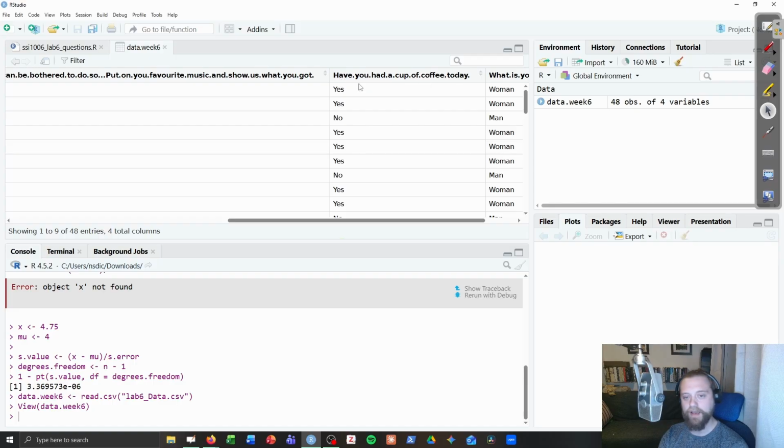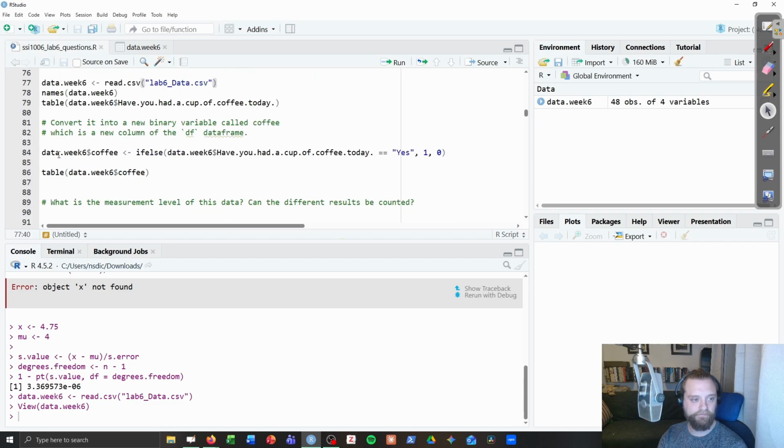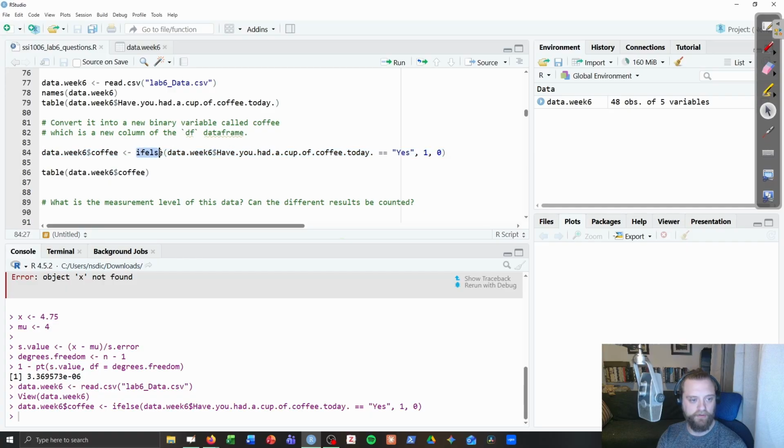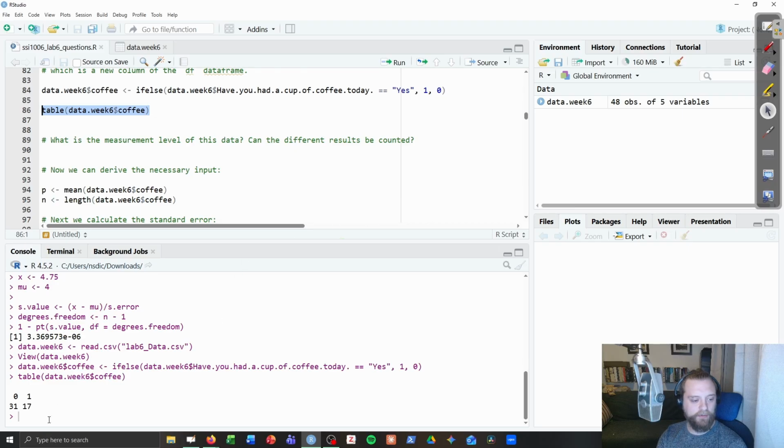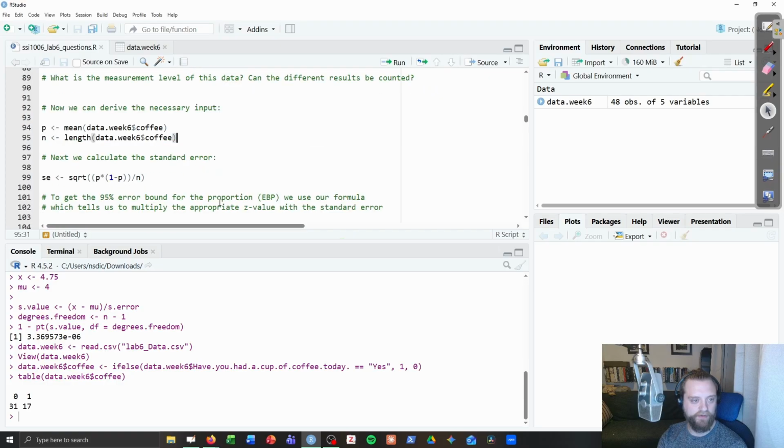So this variable is about whether the people in the sample have had a cup of coffee today. Now I'm going to transform this into a slightly more usable variable. So it's going to be called coffee rather than this long name here. And it's going to be coded as 1 for yes and 0 for no. We're using if else to do this. So here's our table, and you can see that we've got 31 zeros for not having a cup of coffee and 17 ones for having a cup of coffee.